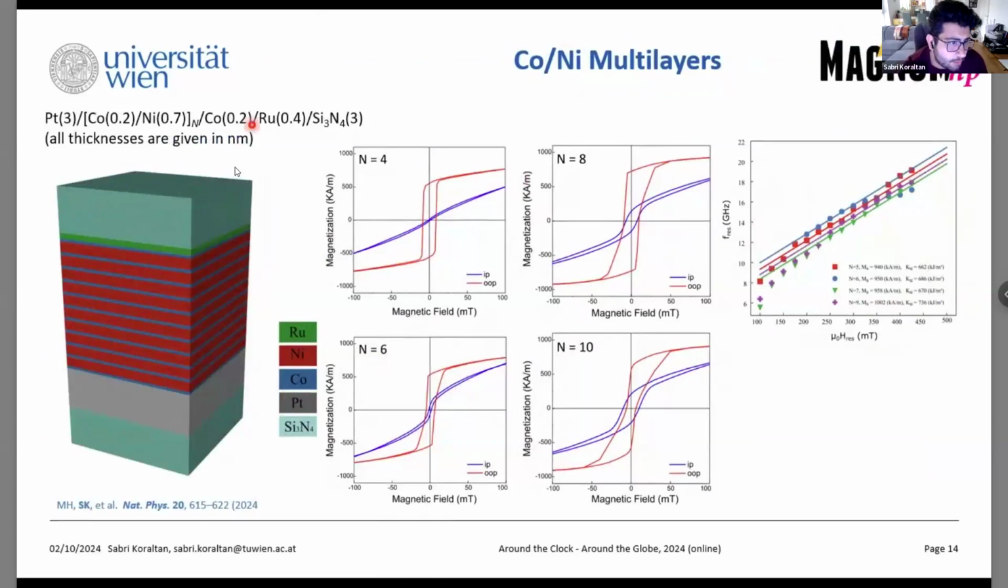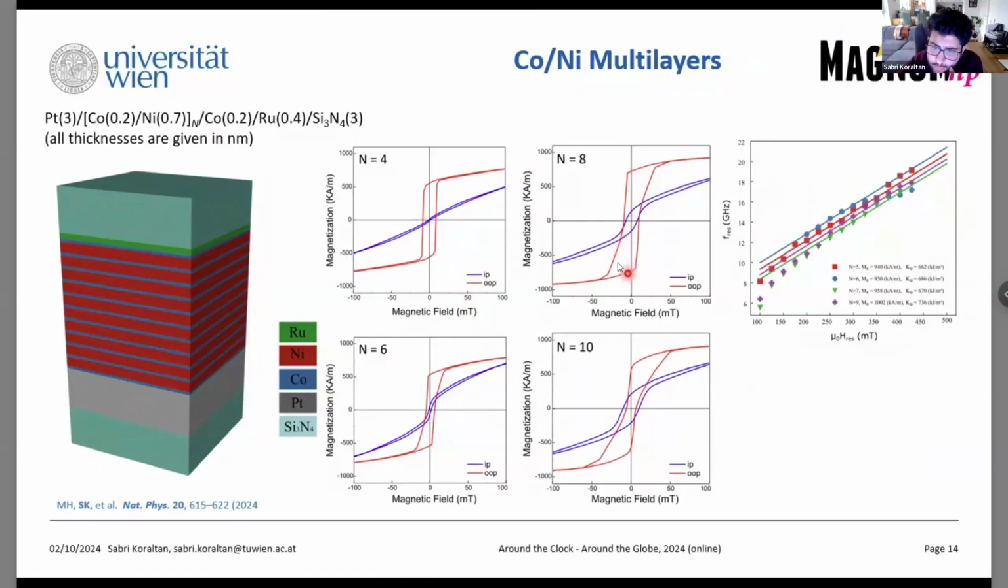Here we use cobalt nickel multilayers. The cobalt nickel multilayer is a ferromagnet. It's commonly used for out-of-plane magnetized systems because you can tune the bilayer number, for example, and obtain different properties. So it's a well-known system. The one thing that we did is that instead of using the typical tantalum seed layer, we use a platinum seed layer, which reduces the anisotropy quite a bit. And then we obtain VSM loops that look like this.